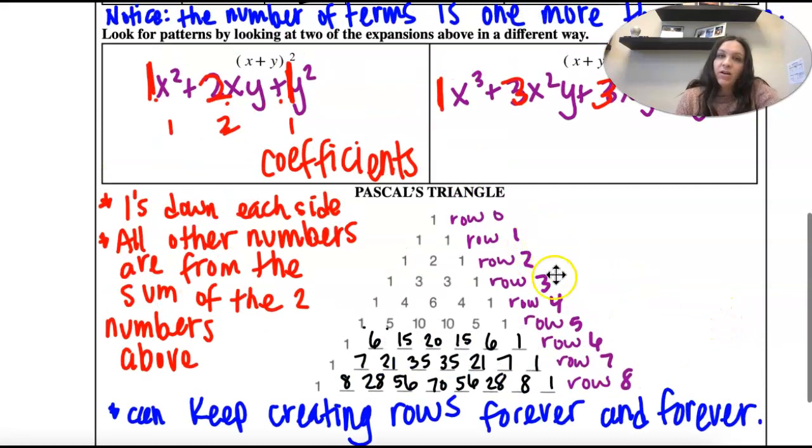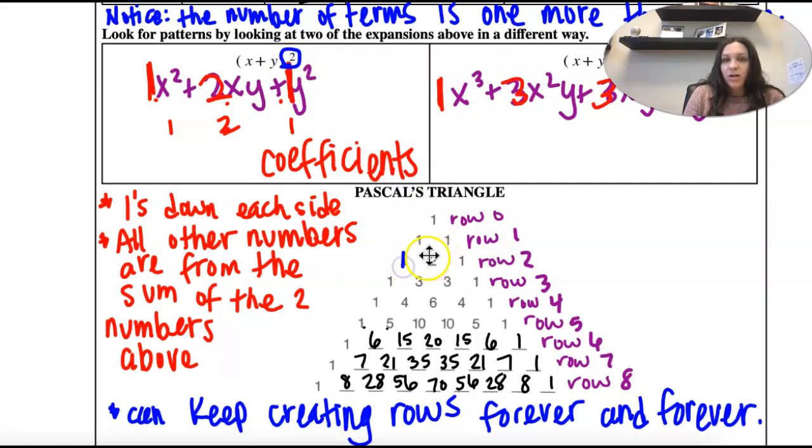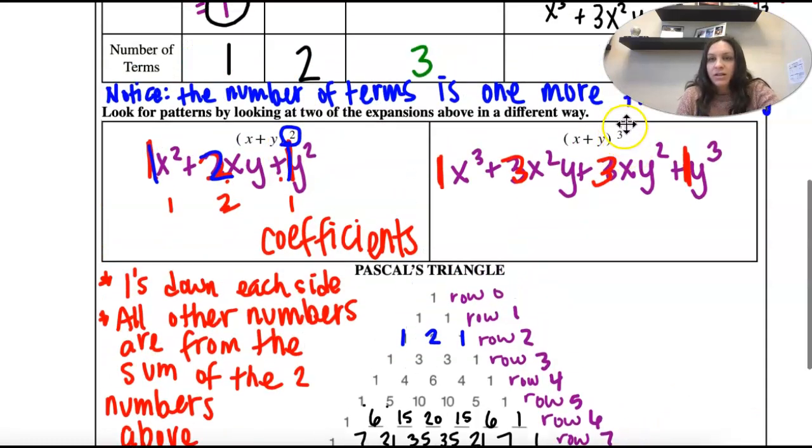But we get our rows from our degrees. So see how this is x plus y squared? We would go to row 2, and the coefficients are 1, 2, 1. This is x plus y cubed. I would go to row 3, and my coefficients are 1, 3, 3, 1. See how that works?